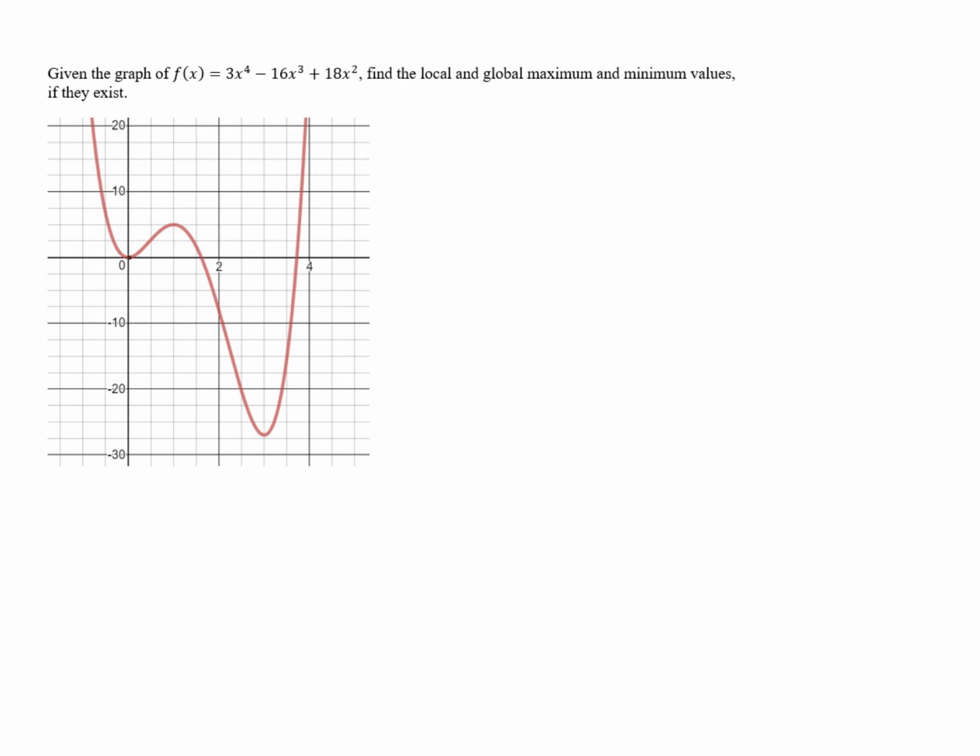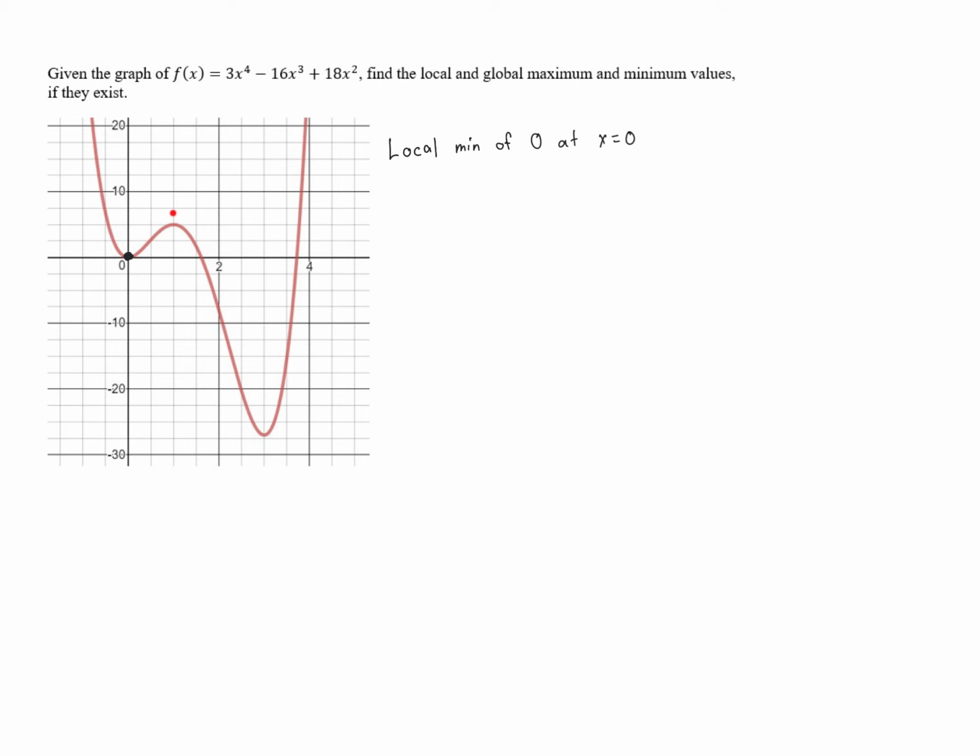If we look at the origin, it looks like that is a local minimum value because it's the smallest function value nearby, but we have another minimum that goes even further. So we can say that we have a local min of, what is the function value there? It looks like the function value is 0. So a local minimum of 0 at, when does it occur? x equals 0. So that is a local minimum.